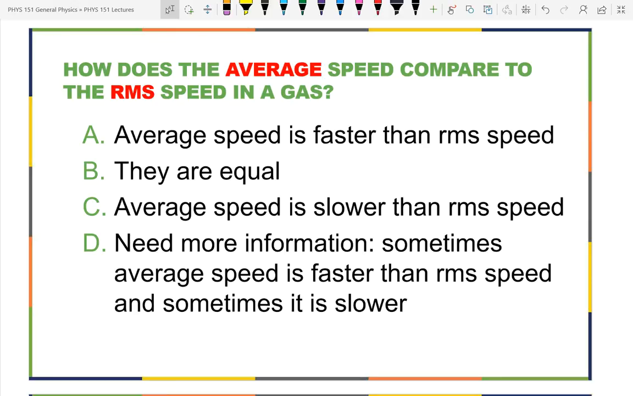Okay, another clicker question. How does the average speed compare to the RMS speed in a gas?